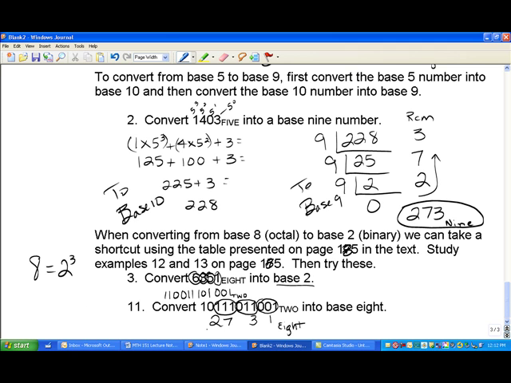So the next thing you need to do is watch the sample problems, and then you'll be ready to do the online homework.